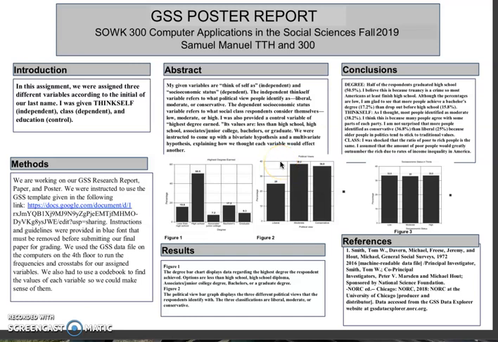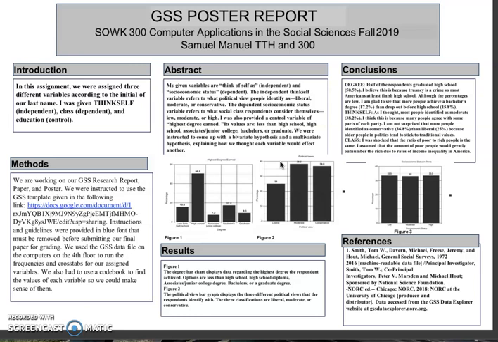Hi everyone, this is Sam Manuel here, and today I will be presenting my GSS posting report for Social Work 300 computer applications. So, for this assignment, we were assigned three different variables according to the initials of our last name, and I was given think self, independent, class dependent, and education control.